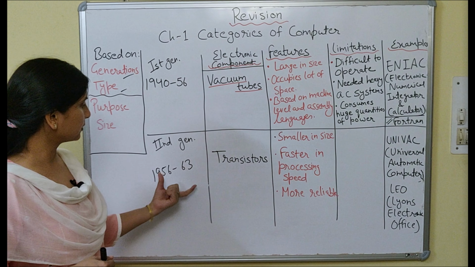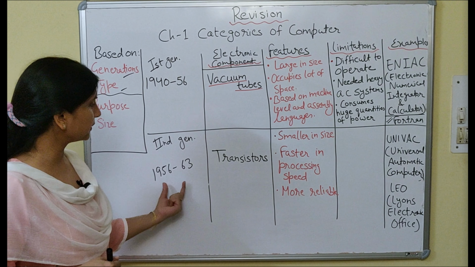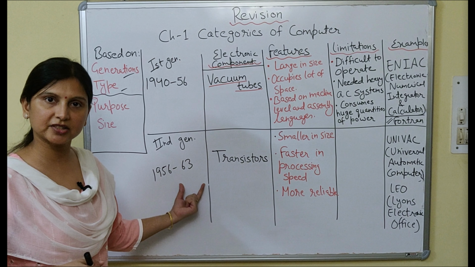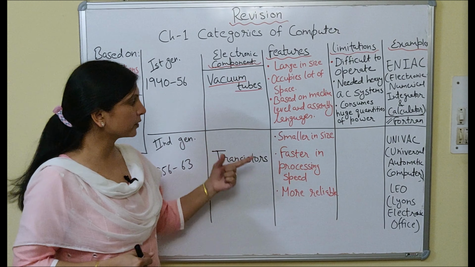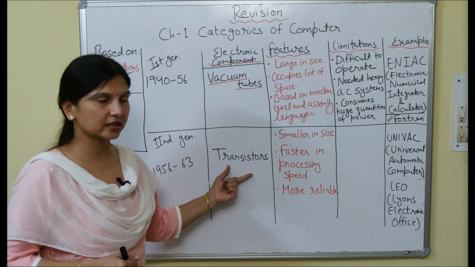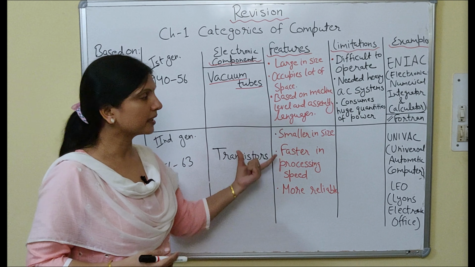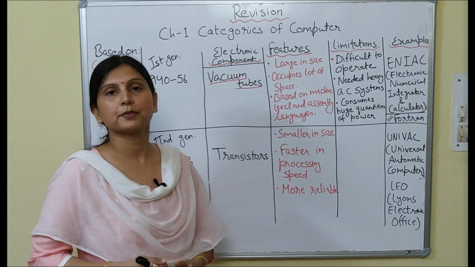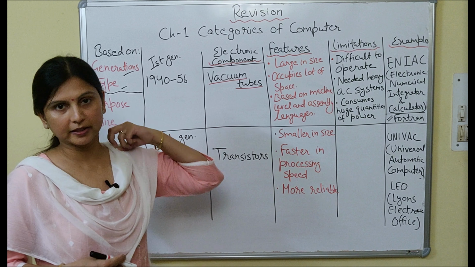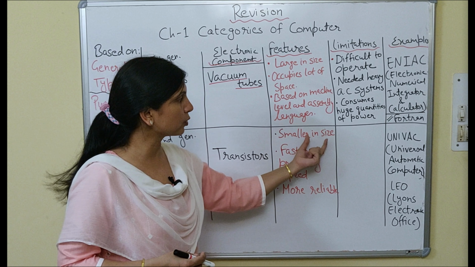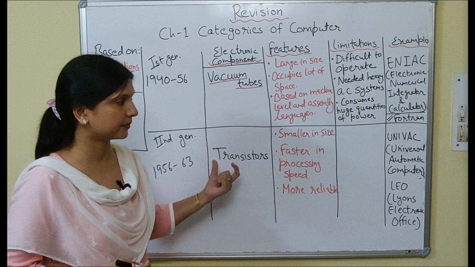In second generation computer, what was the time period? 1956 to 1963. Vacuum tubes were replaced by transistors, and due to these transistors, what was the impact? Impact was size has been reduced. Size of computer has been reduced. Now the computers were smaller in size in this generation.